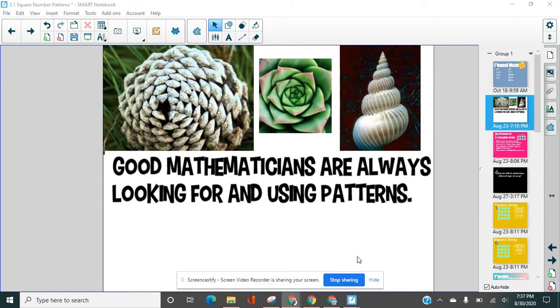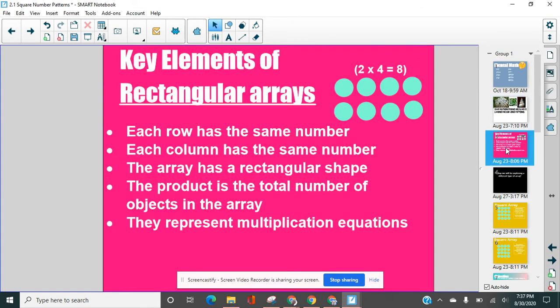And if you look at the screen here, you can see that good mathematicians are always looking for and using patterns, right? We see lots of patterns in nature. You can see some different patterns in these three images as well. Today, we're going to talk about patterns that we see in arrays.